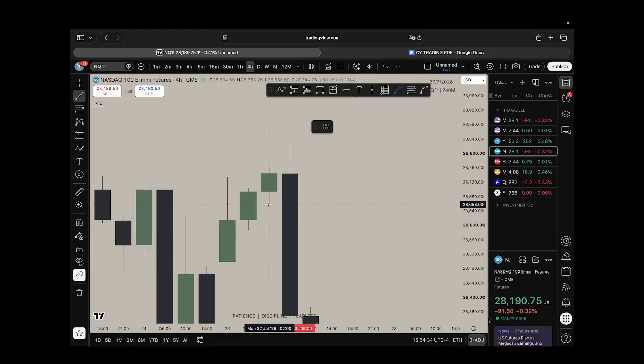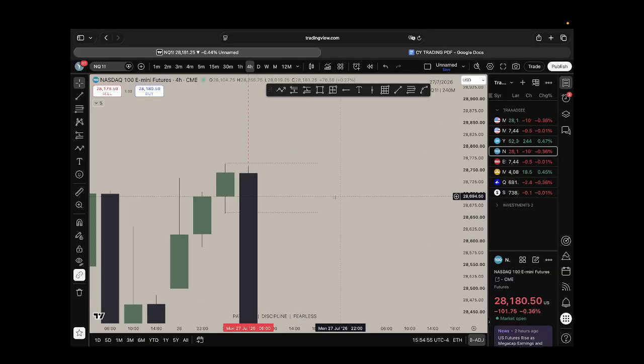So the way I determine my bias going into 10 a.m. is I mark out this 2 a.m. candle low, the wick, and then the 2 a.m. candle high, the wick. So each side of the wick, every single 4-hour candle has a wick on each side. That is considered the high and the low of each candle.